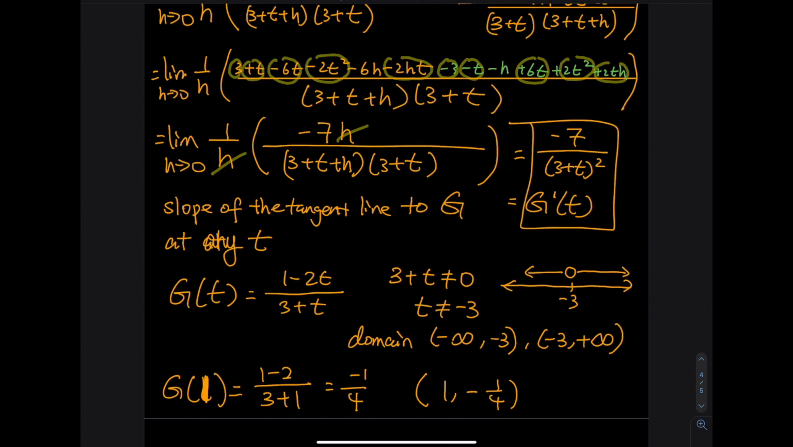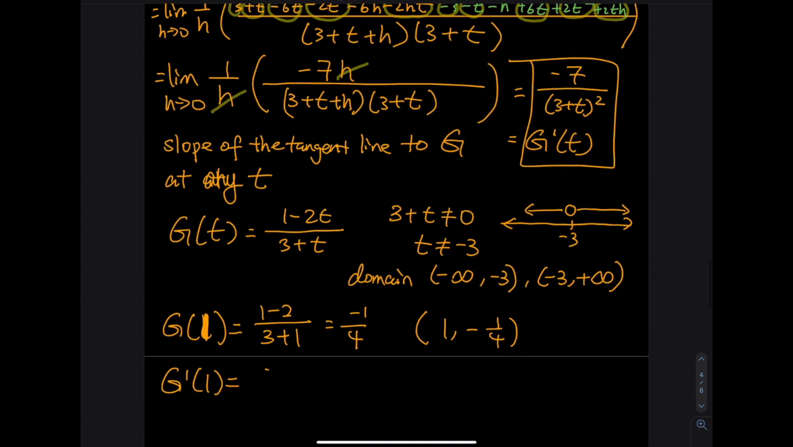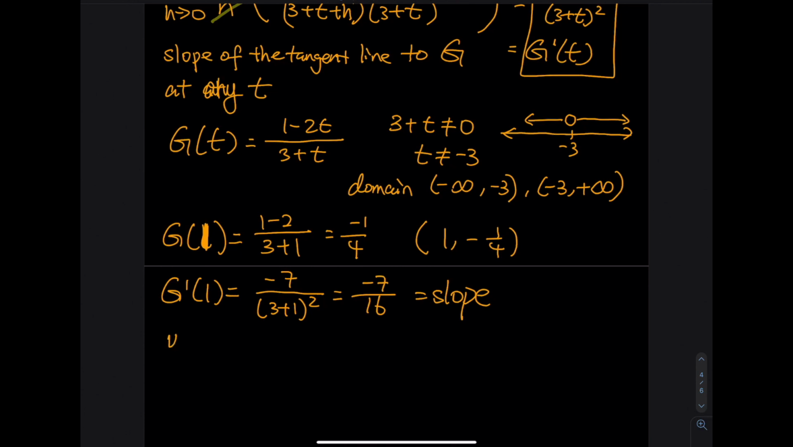So when you ask for slope, you have to use g prime. So what is the slope? g prime of 1 is equal to, you use the prime I just found, -7 divided by 3 plus 1 squared. So that is -7 divided by 16. This is a slope. When you take something from g prime, you are taking out a slope. When you take something from g, you are taking a point on the curve, a location, versus the slope at that location.